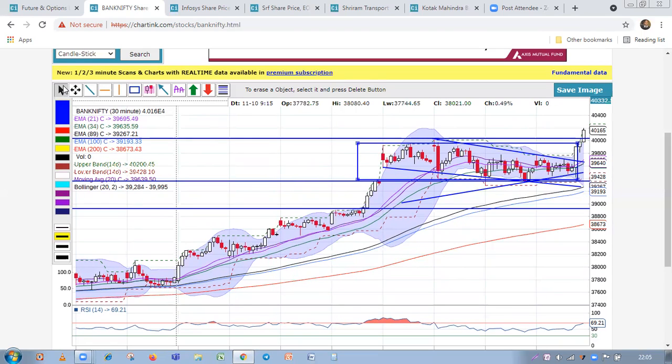Now, what was the range? The range upper side is, let us say, 40,000, and lower side is 39,400. Somewhere this is the range as per the spot chart, Bank Nifty spot. So you can see it was in a range, and today it has given a breakout. Now I'm expecting some further move on the upper side. Let us see tomorrow how it behaves.